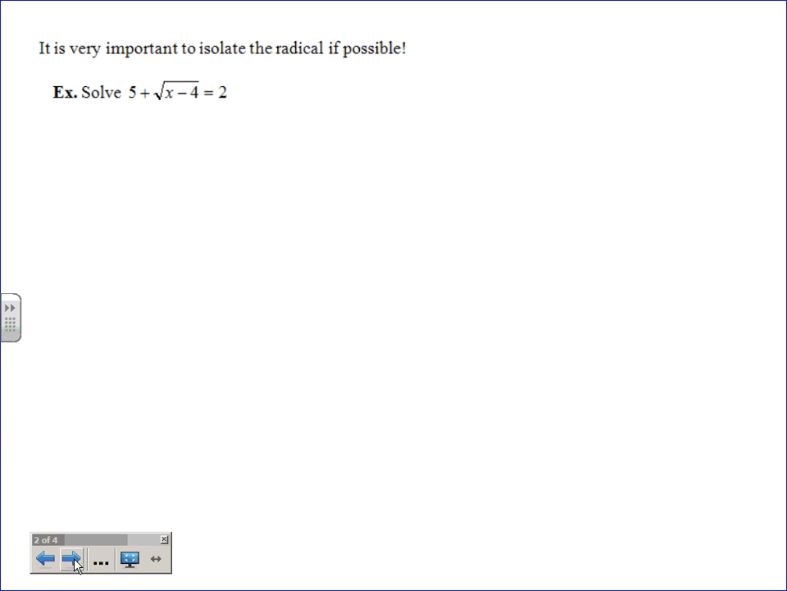Now back to what we're talking about today. Isolate the radical if possible. Well, the radical is the square root of x minus 4. It's a square root this time. It is not by itself. So isolate it. Subtract 5. So it's the square root of x minus 4 equals negative 3. Do you agree with that? Any questions about that?